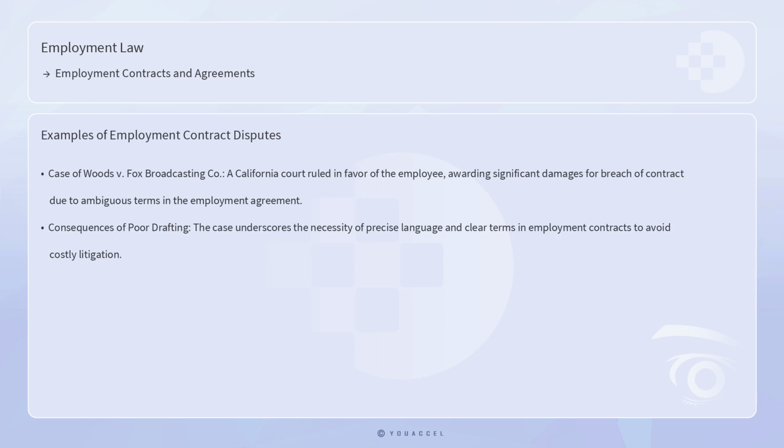Examples of employment contract disputes highlight the potential consequences of poorly drafted agreements. In the case of Woods v. Fox Broadcasting Co., a California court ruled in favor of the employee, awarding significant damages for breach of contract due to ambiguous terms in the employment agreement. This case underscores the necessity of precise language and clear terms in employment contracts to avoid costly litigation.